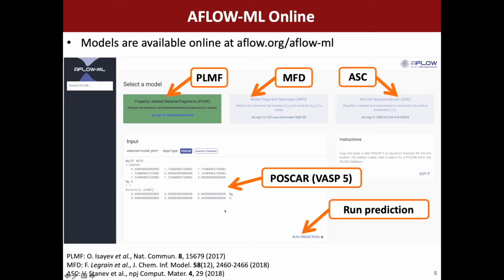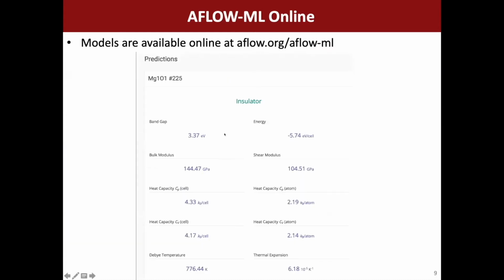Once you have uploaded your POSCAR file, you hit run prediction, and this will give you your results. You get things like whether it's a metal or an insulator. In this case, for magnesium oxide, it's an insulator. You get the band gap, the energy in electron volts per cell. Then you get things like bulk modulus, shear modulus, heat capacity, and so on.